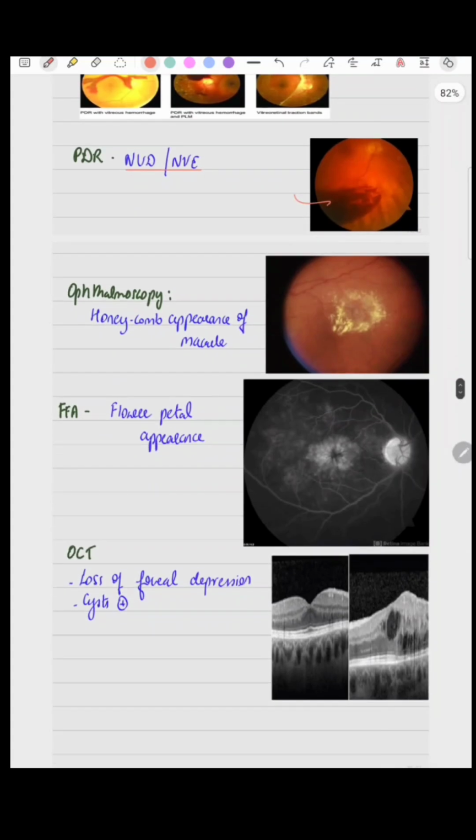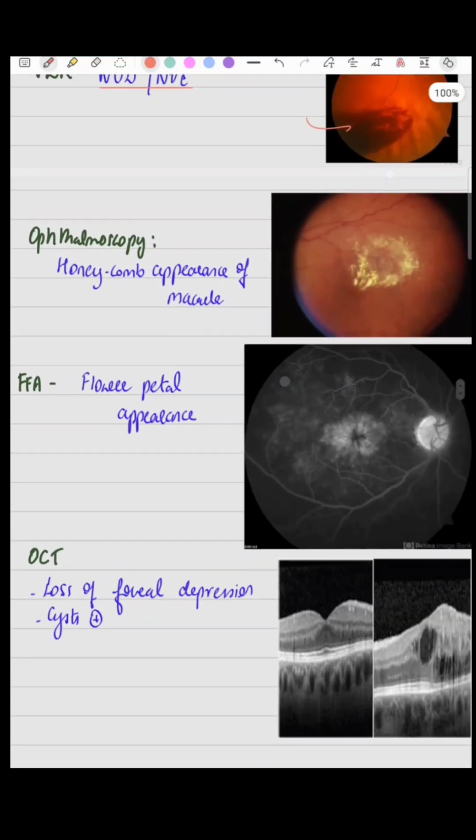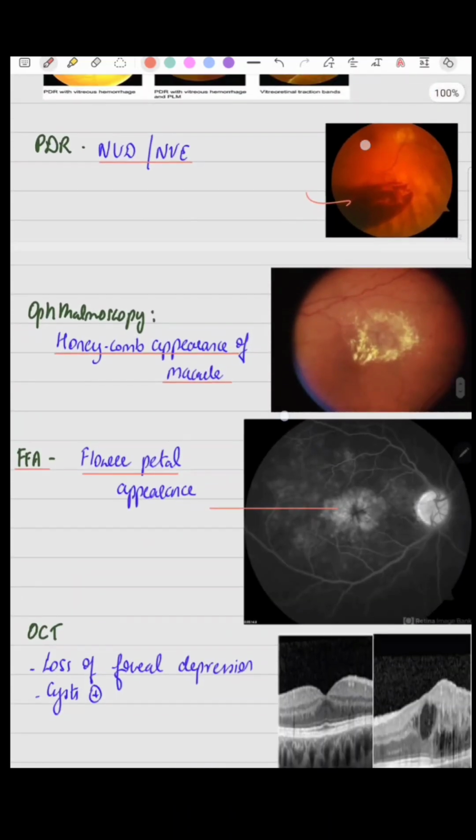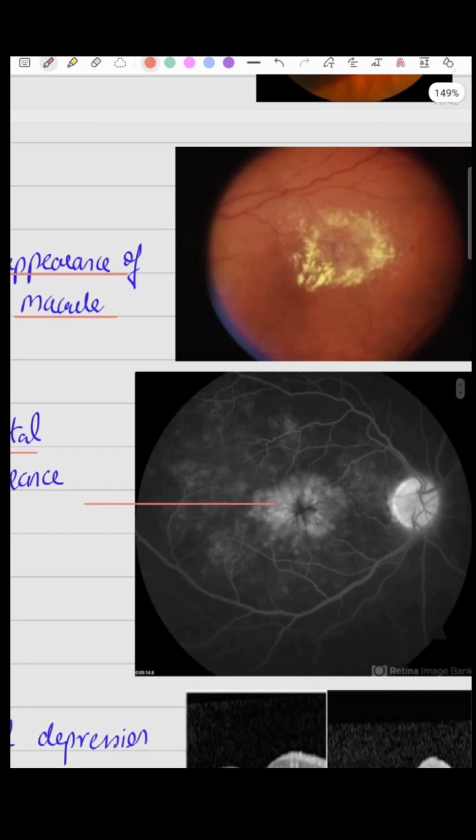Now ophthalmoscopy, direct or indirect. In ophthalmoscopy, if we see, there will be loss of foveal contour and retinal thickening. There is a honeycomb appearance of the macula due to the deposition of hard exudates. In fluorescein angiography, there is a flower petal appearance. Honeycomb appearance in macula, flower petal appearance in fluorescein angiography.